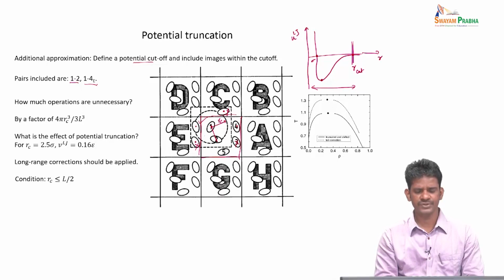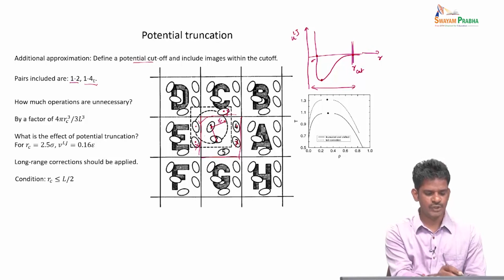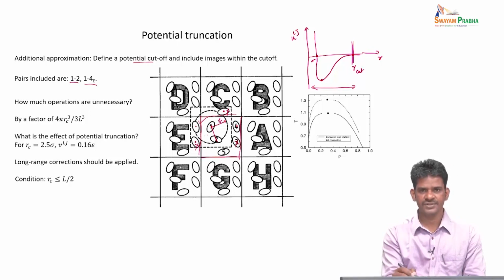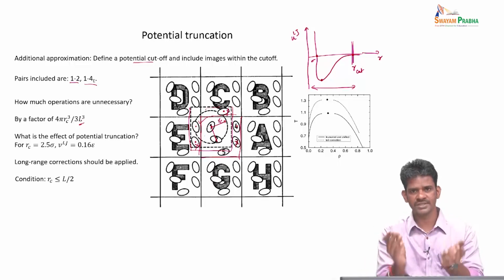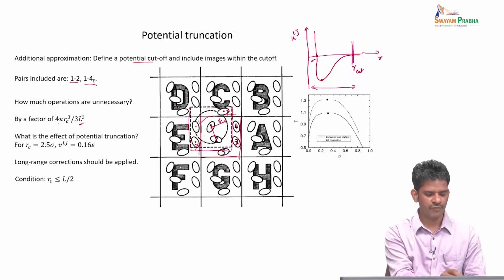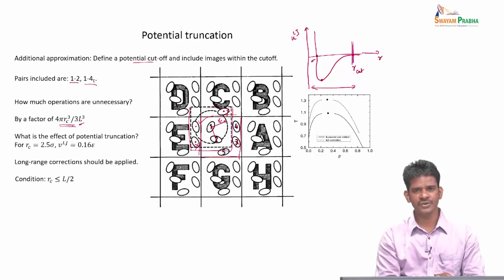Now, how much are we able to save in the number of computing operations? That depends on the ratio of the volumes of the sphere versus the cube. If you did not have this cutoff, you would have considered all the pairs in this entire cube, so the volume of that is L cubed, whereas now with the potential cutoff, you are effectively looking at a spatial region enclosed by this sphere of radius RC. That is going to be 4π/3 RC cubed. So this ratio is the factor that tells you how much computing saving is possible with the potential truncation.